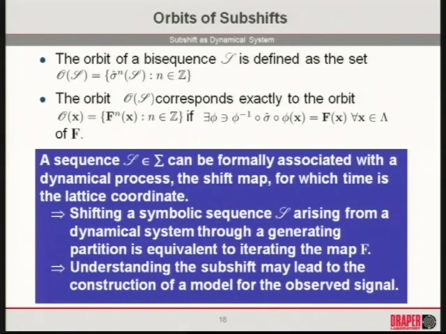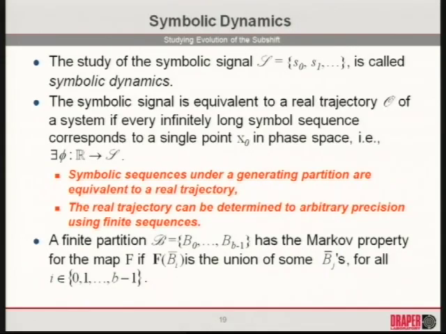So long story short, we can formally assign a relationship between some sequence and an actual trajectory. And I'm going to characterize the behavior of the overall system by shifting the symbolic sequence. And if we can figure out a way to characterize and understand that subshift, that's the same thing as being able to understand the overall behavior. So the study of the symbolic system is known as symbolic dynamics.